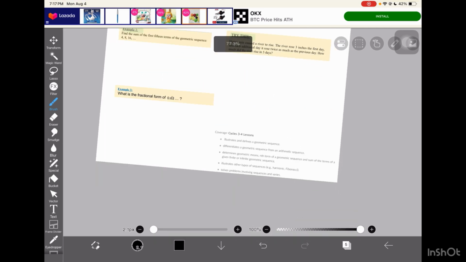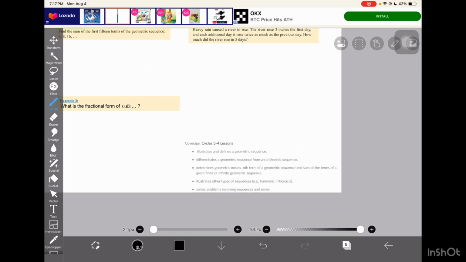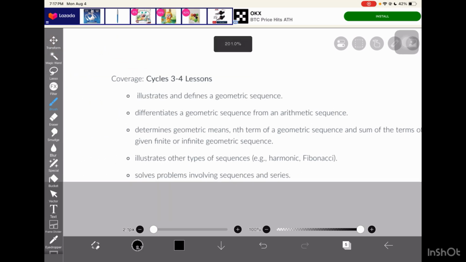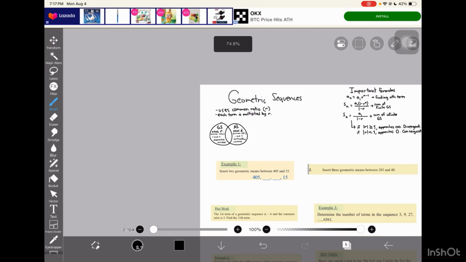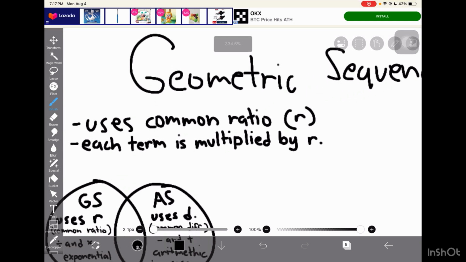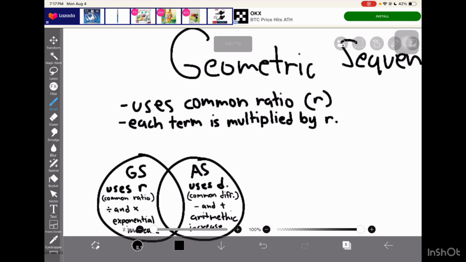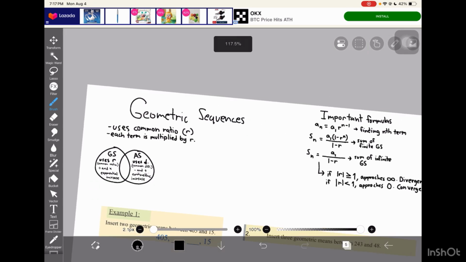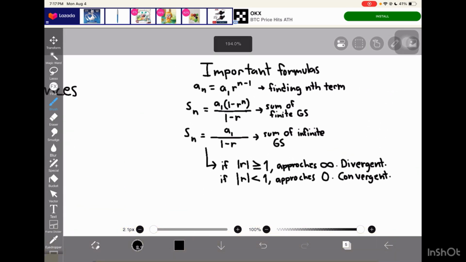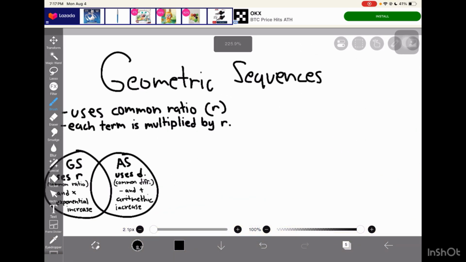Welcome back. Today is going to be about geometric sequence mainly, but we'll also be focusing a bit on harmonic and the Fibonacci sequence. So let's get started. First, let's illustrate and define a geometric sequence. A geometric sequence is pretty similar to an arithmetic sequence, but it uses a common ratio r. Each term is multiplied by this r, and we are going to be using these important formulas later on. Basically, a geometric sequence is similar to an arithmetic, but it's constantly multiplied by a certain number.